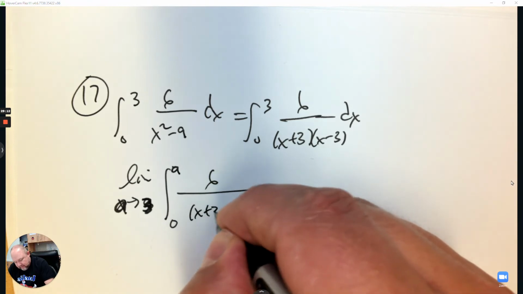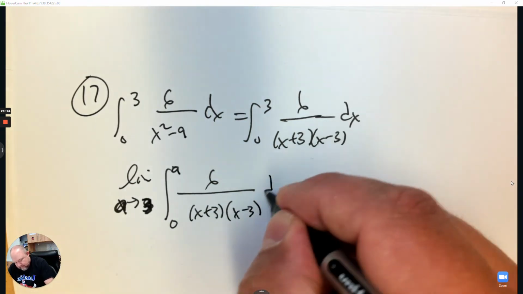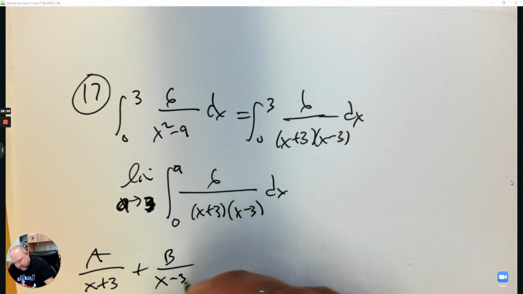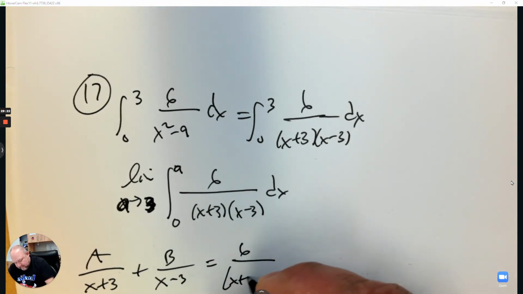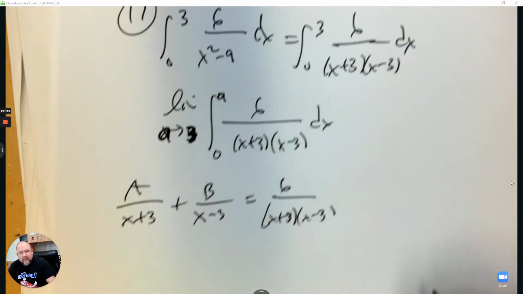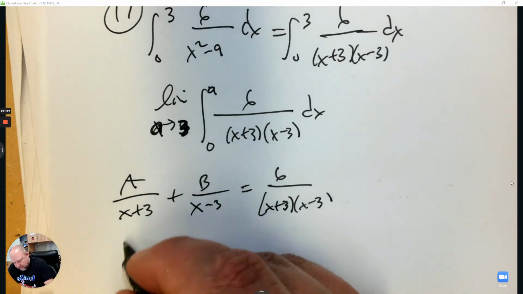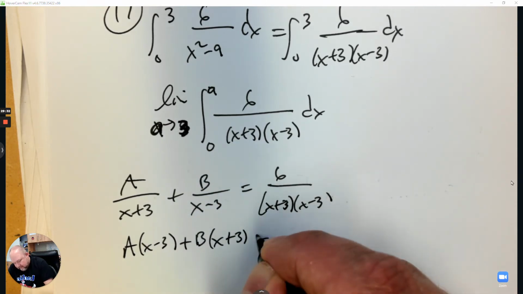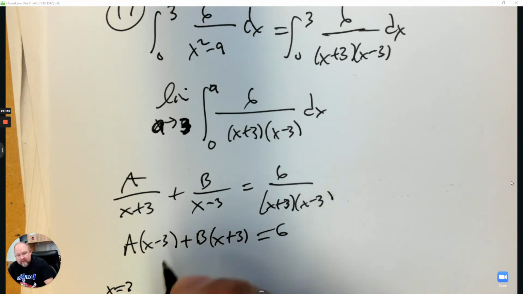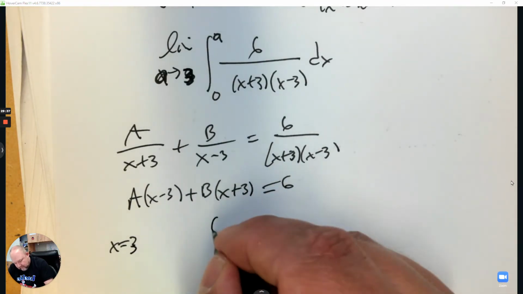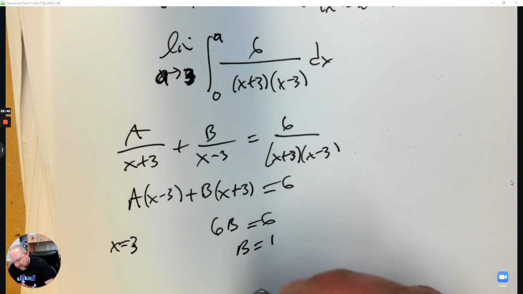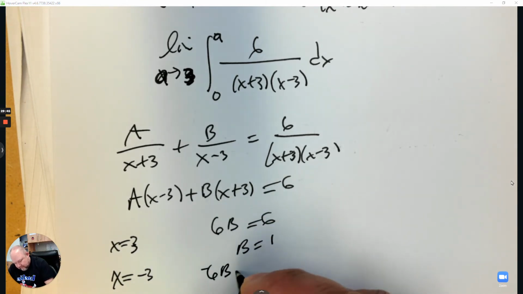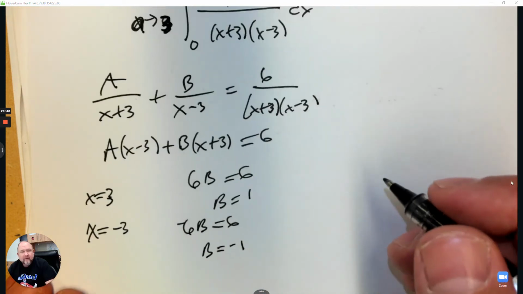And then we're going to do this by separating them. So we have a over x plus 3, b over x minus 3, and that's 6 over this. To create common denominators, we're going to multiply by x minus 3 and by x plus 3. And then we're going to let x equal 3. So that's 6b equals 6, so b equals 1. We're going to let x equal negative 3. That's negative 6a is equal to that, so a is negative 1.